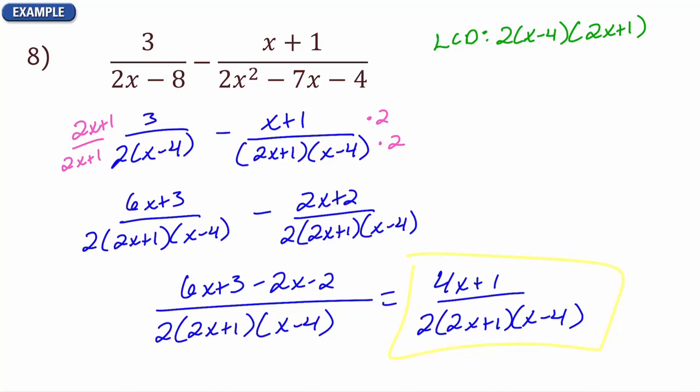Just taking a look, I don't have any common factors in the numerator, so I can't take out any greatest common factors, so nothing else is going to reduce.